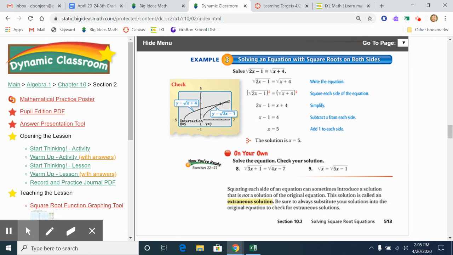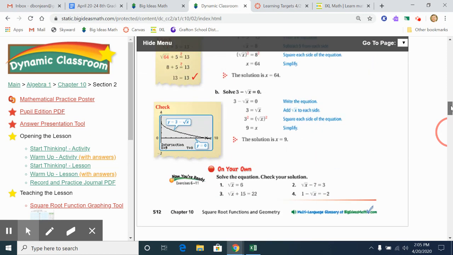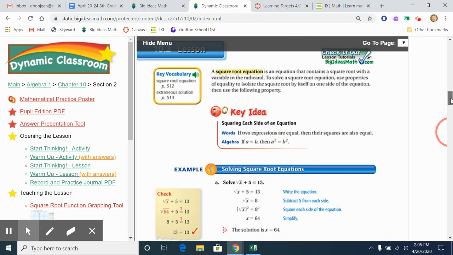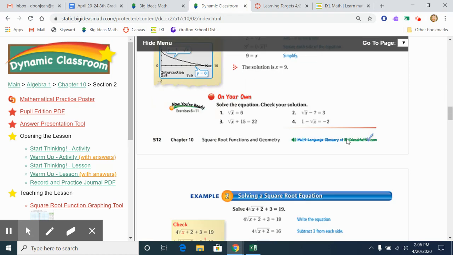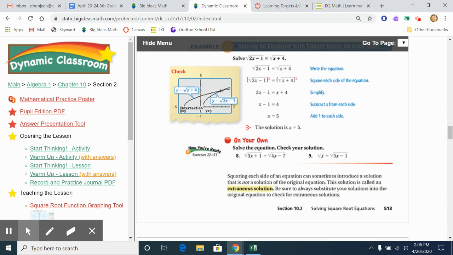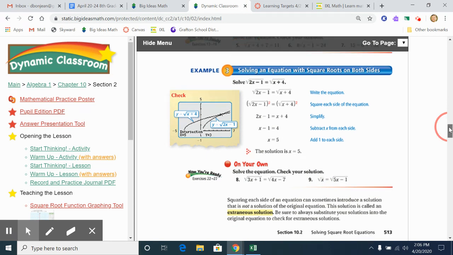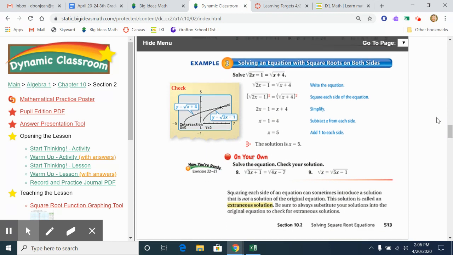So what we've done so far with 10.2 were examples 1 and 2 from the 10.2 lesson. We did examples 1 and 2. You guys just did an IXL benchmark yesterday, and you did pretty well. Everybody did pretty well. So we are going to move on to the second part of 10.2, where we're going to talk about examples 3 and 4.